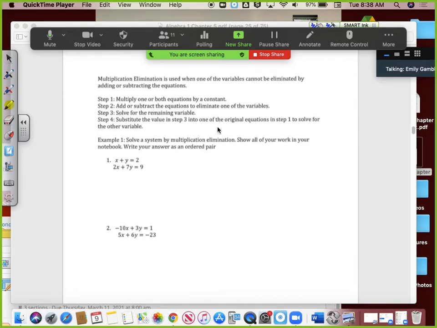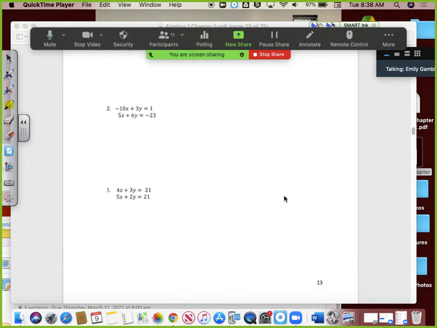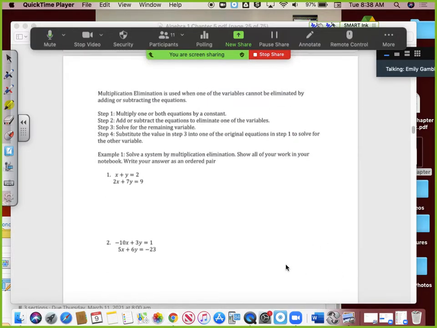Yep, we're going to do that right now. So on page 13, we have here multiplication, elimination notes that we're going to be completing on page 13.